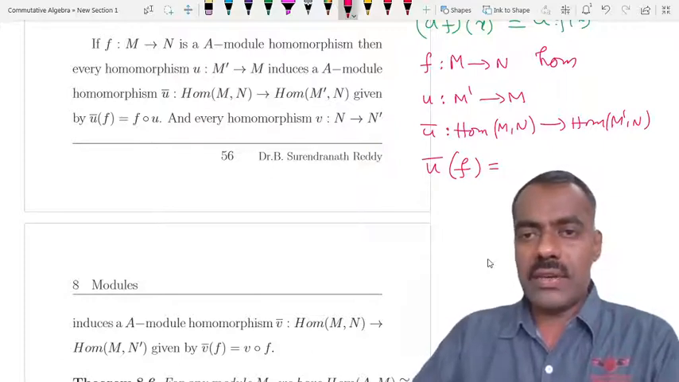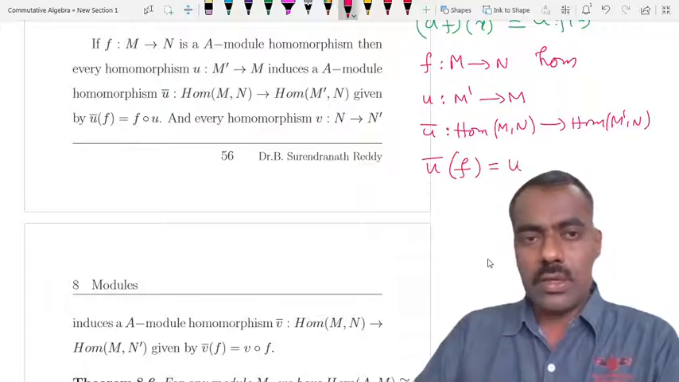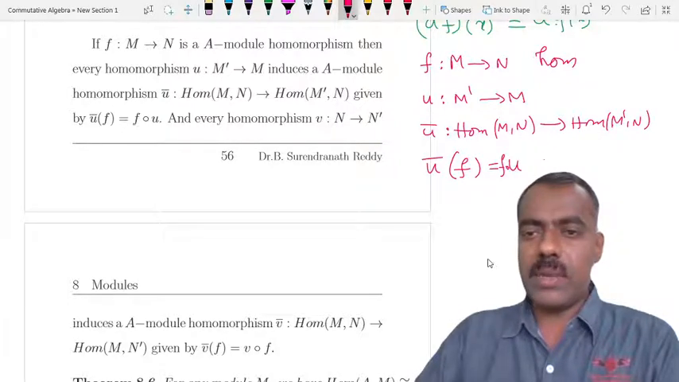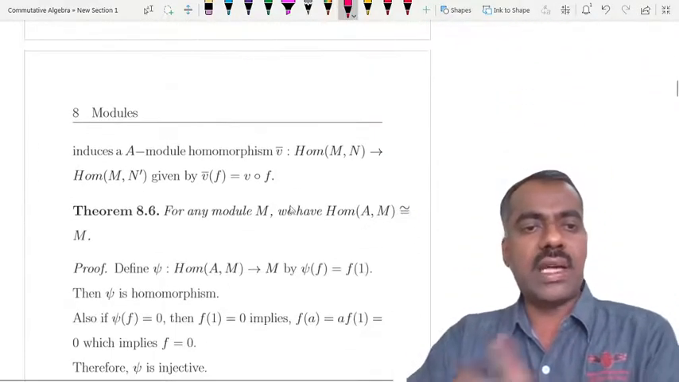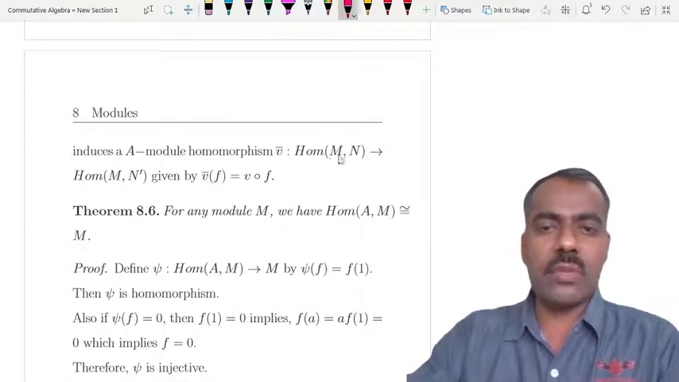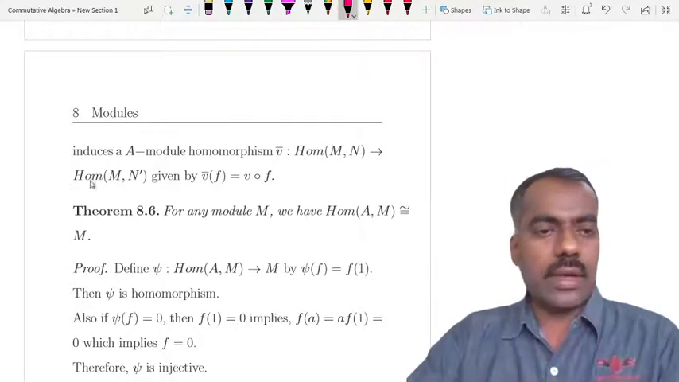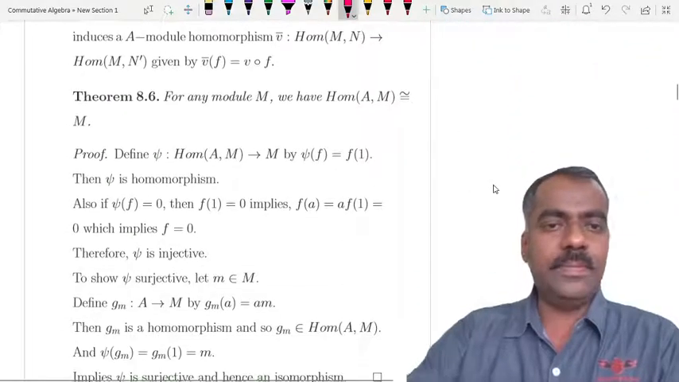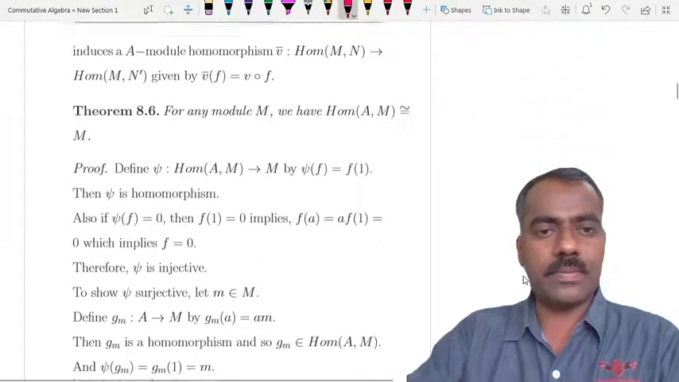So you can easily check that if you have f and u, you first go through u and then f, so that means f composed with u. Clearly this belongs to Hom(M', N). Similarly, from N to N', this also induces another homomorphism v bar from Hom(M, N) to Hom(M, N'). Whoever knows about this can replace the first as well as the second place. So this is v composed with f, while the first one is f composed with u.